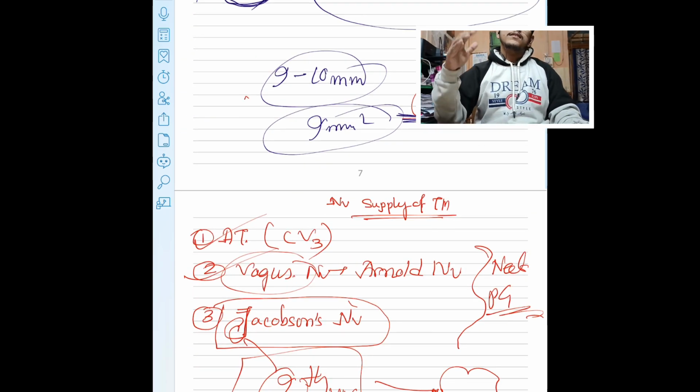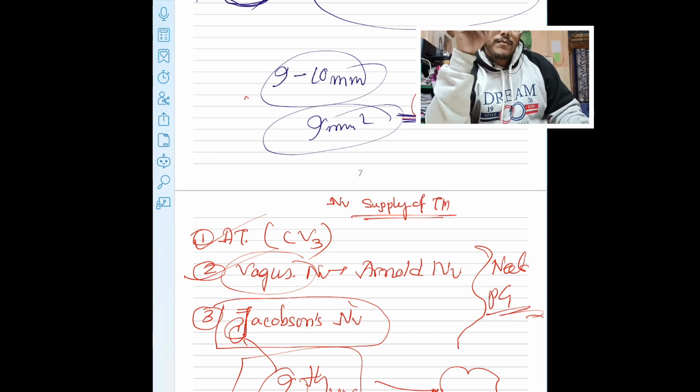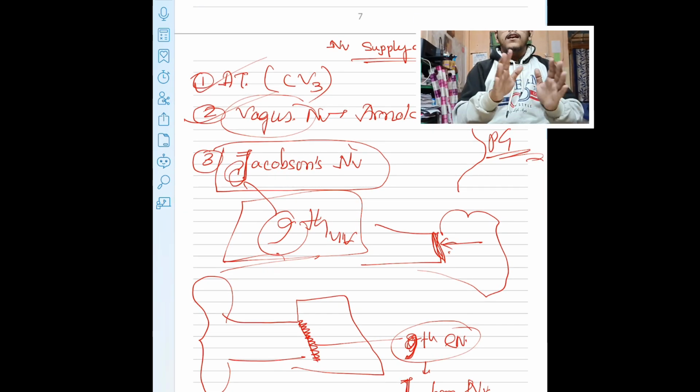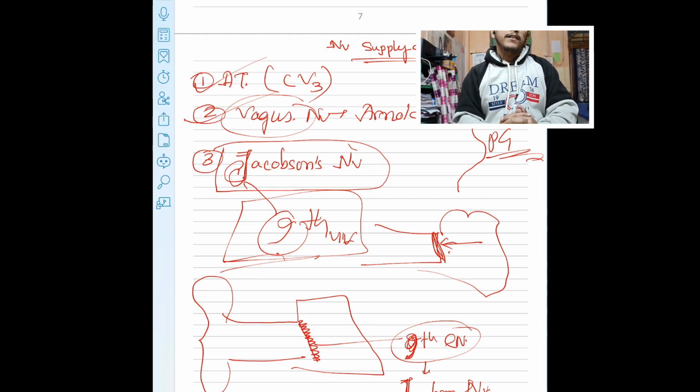For the nerve supply, the inner portion is supplied by the branch of the 9th cranial nerve, the glossopharyngeal nerve. That branch is known as the Jacobson nerve, and the outside part is supplied by the auriculotemporal nerve and the vagus nerve. So this is the introduction to the anatomy and a little bit of embryology with the clinical part of the external ear. We'll discuss the other portions of the ear in subsequent classes.